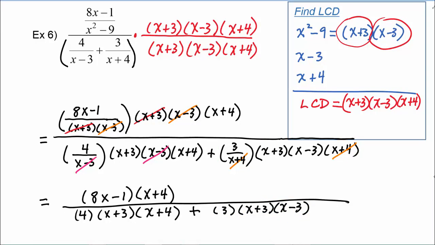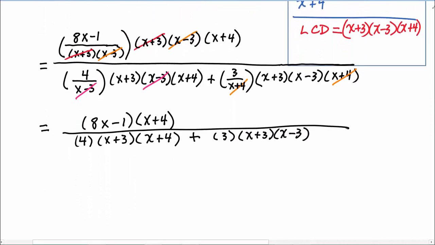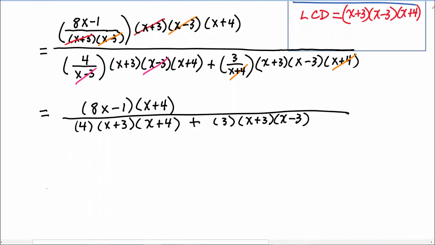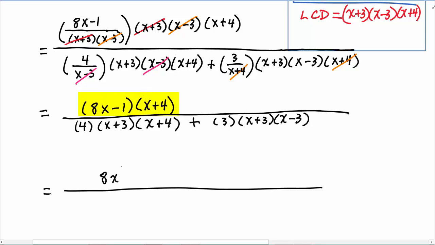All right, now continuing to simplify, we'll need to FOIL out the numerator. So first times first is going to give us 8x squared. Outer times outer will give us plus 32x. Inner times inner will give us minus x. And last times last will give us minus 4.